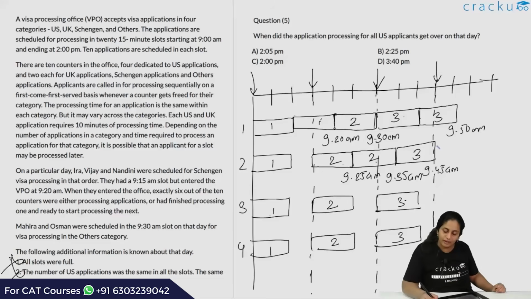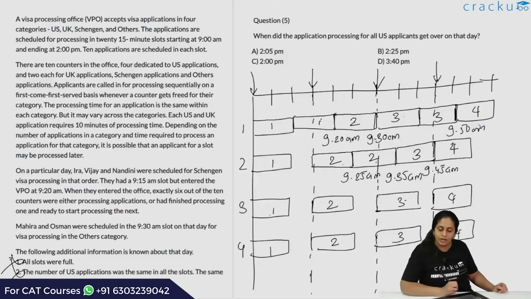So again over here, I'll put one applicant over here. So this is 4, this is again 4, this is again 4, 3 are done. Where will I put the fourth applicant? I have an empty counter at 9:50 a.m. So he will take that counter. So this will again be 4. So that basically means this is 10 a.m. So 1, 2, 3, 4 are done.